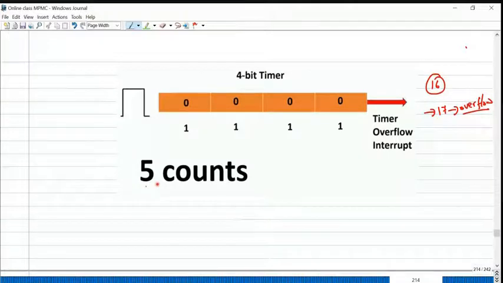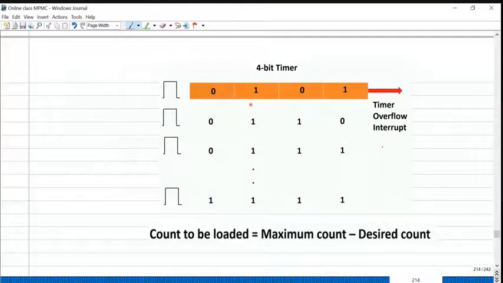Say for example, I want to design a timer that should count only 5 clock pulses. What is the number to be loaded in the timer? If you load 5 directly, the corresponding binary value is 0101. Now check: 0110, 0111, 1000, and so on. This is not exactly 5 counts, correct? This is more than 5. So what value should be loaded in the timer?